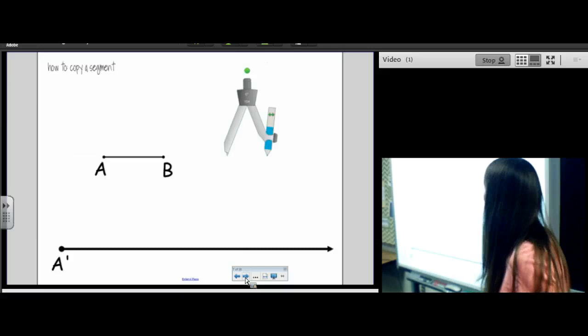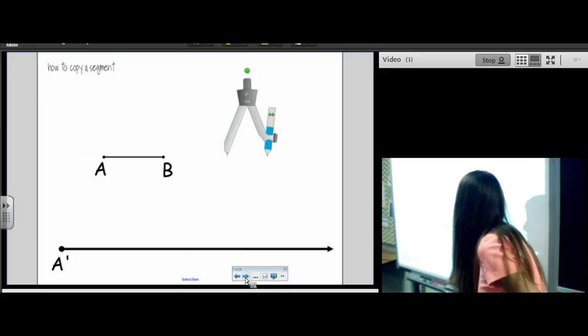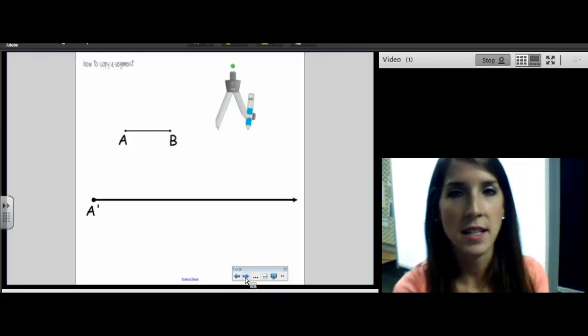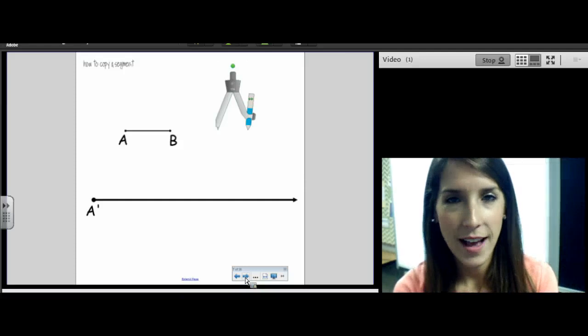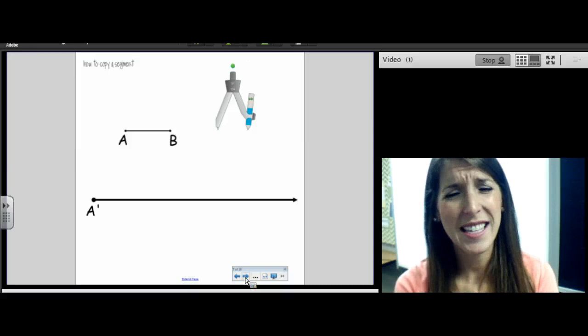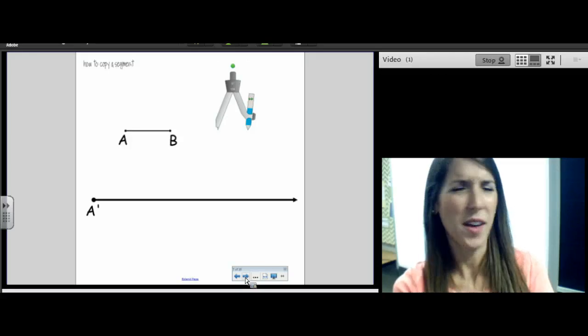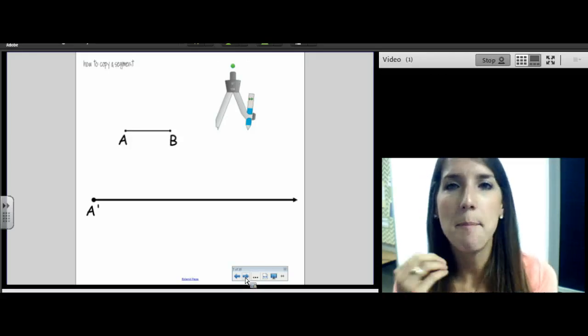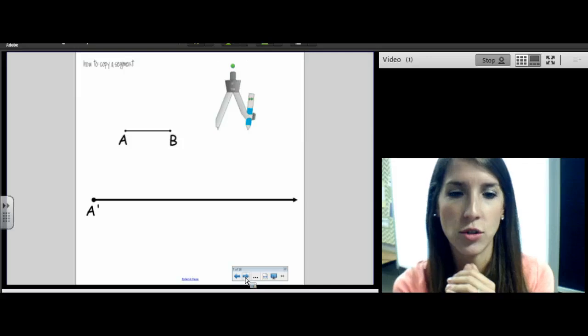Okay, so what we're going to do is we're going to learn how to copy a segment without using a ruler, as in a ruler with markings on it. We're going to learn how to use a compass to copy a segment. It's going to seem kind of silly, but this is just the building blocks to how you construct things, okay?